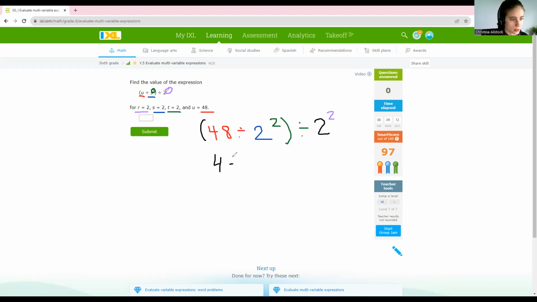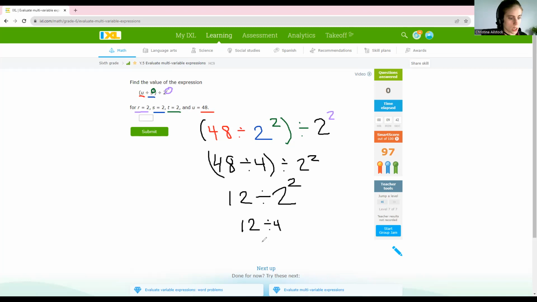2 squared is 4. So now we have 48 divided by 4, which is 12. Now the grouping symbols are taken care of, but I have another set of exponents. 2 squared is 4. So 12 divided by 4, which would be 3.